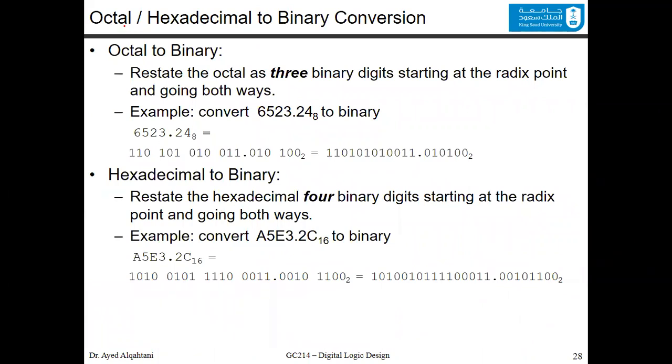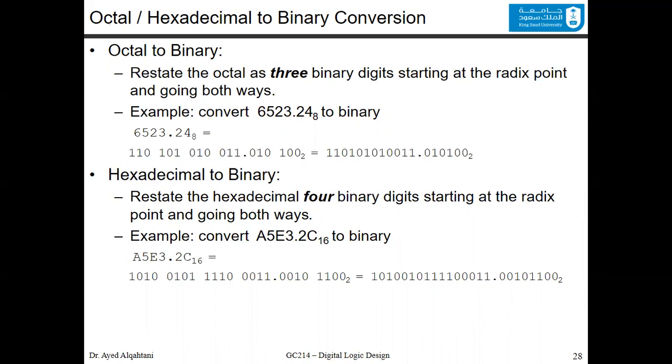Now, if you were asked to convert from octal or hexadecimal to binary. From the previous slide, we have decimal. Always we were dealing with decimal. Either you convert from binary to decimal, from decimal to binary, from octal to decimal, from hexadecimal to decimal, and so on. There is a decimal always there. But what if you were asked to convert from octal or hexadecimal to binary?